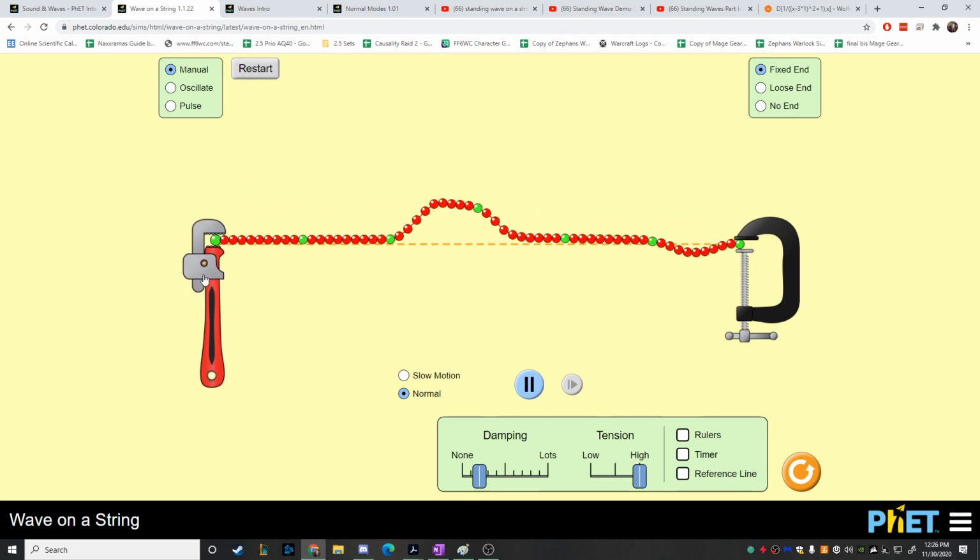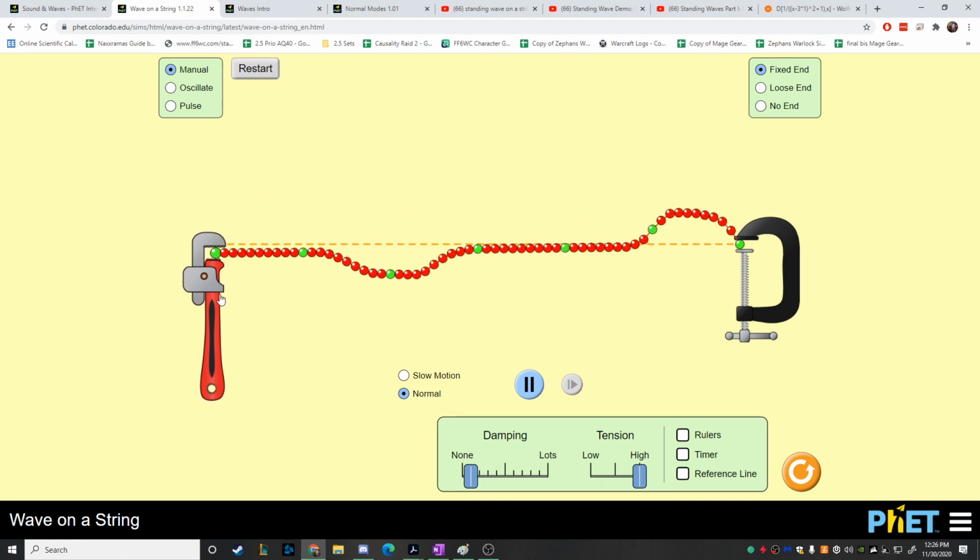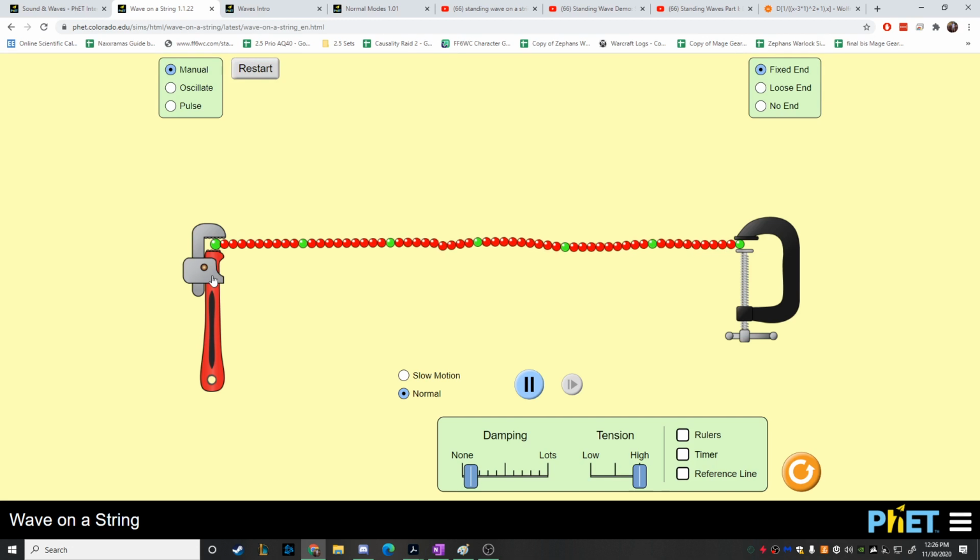So what we can do is send a second pulse, and then those pulses will start to interact with each other. Now in this case, let's lower the damping a little bit. So we can send a pulse, then we can send another pulse. See how they interact with each other?